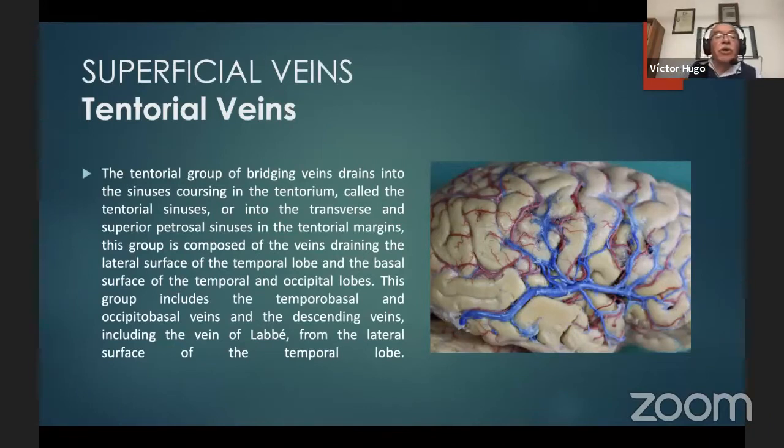The tentorial group of bridging veins drains into the sinuses coursing in the tentorium, or into the transverse and superior petrosal sinuses in the tentorial margins. The group is composed of the veins draining the lateral surface of the temporal lobe. This is the temporal lobe and occipital lobe. This group includes the temporobasal and occipitobasal veins and the descending veins, including the vein of Labbé from the lateral surface of the temporal lobe.